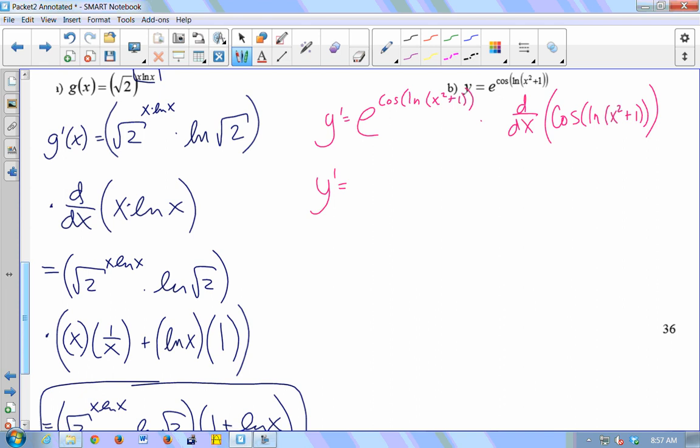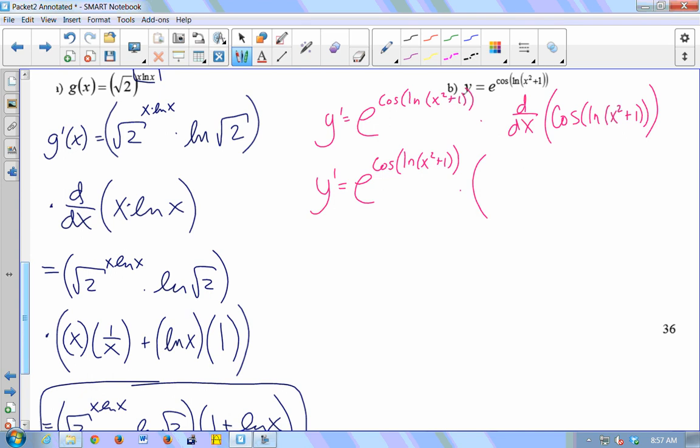Okay, so now I have to work on the derivative of the stuff part. So this is e to the cosine of the ln of x squared plus 1 times the derivative of the cosine of the ln of x squared plus 1. What's the outermost function? Cosine. What's the derivative of the cosine of some stuff? Yep, negative sine of the stuff times the derivative of the stuff.